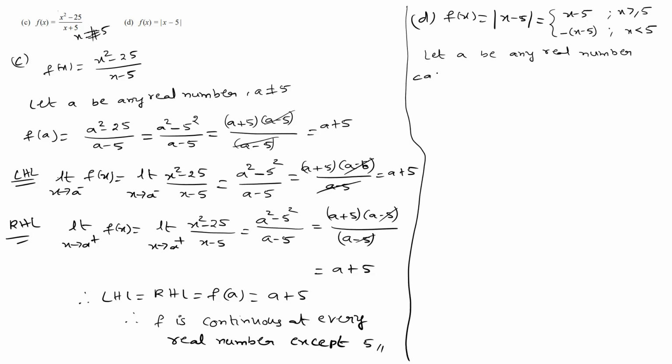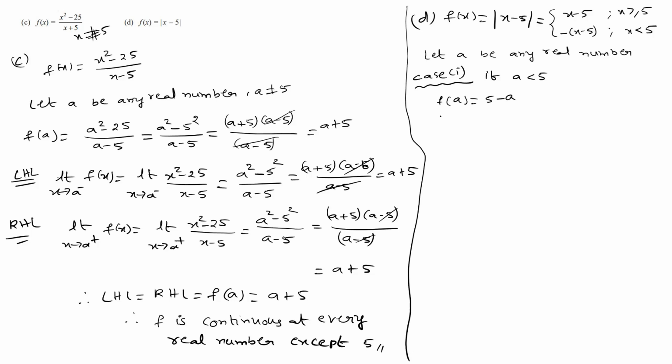So what is case 1 here? Case 1 is if a is less than 5 we are taking. So what will we get here? f of a is, less than 5 means minus of x minus 5, which is nothing but 5 minus a.